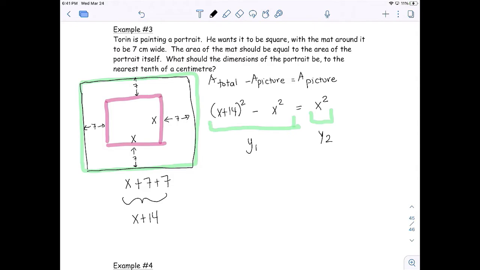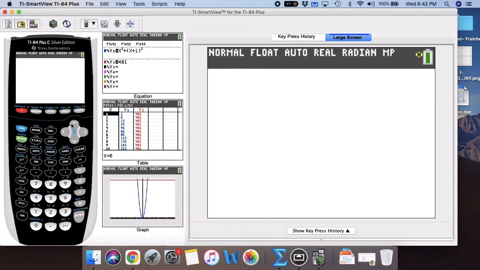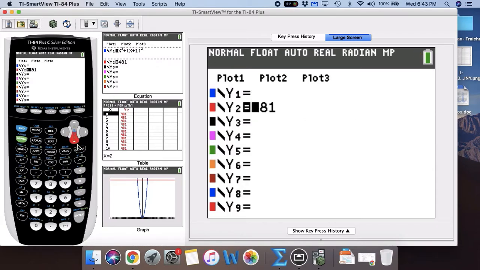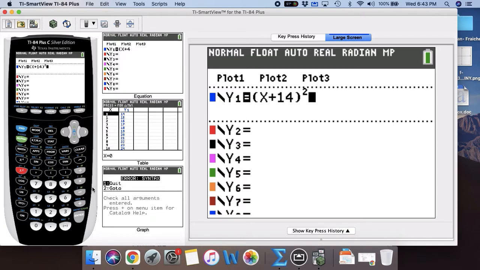So we need to find where these two parts intersect. This is where we switch to the graphing calculator. Watch my little typo here when I'm putting it in, so you have to be careful. Clear everything in your calculator and put in x plus 14 squared. That's the area of the entire picture minus the area of the picture.